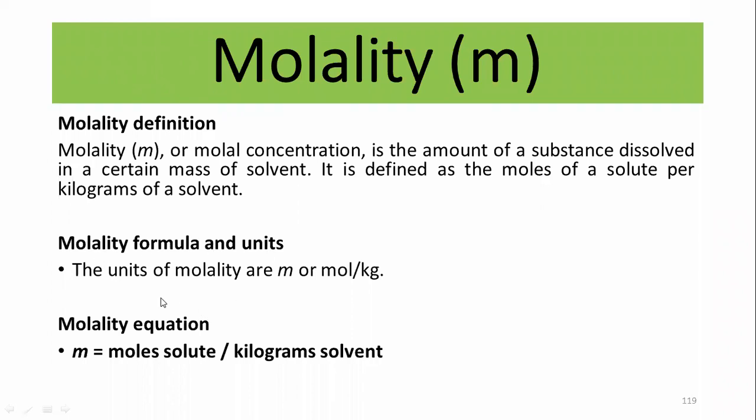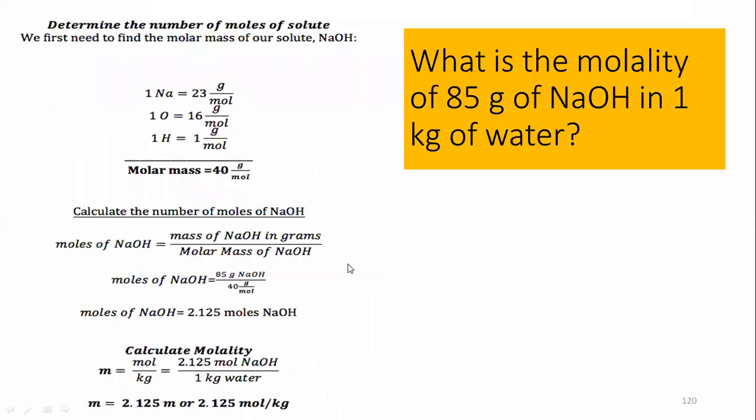So again, the unit you can simply represent with the small m, or you can show it as mole per kilogram. And the equation is, you have to convert the mass of the solute into the moles of the solute, and then you have to convert the mass of the solvent into kilograms. So this is the basic conversion, and let's see the way to calculate these units.